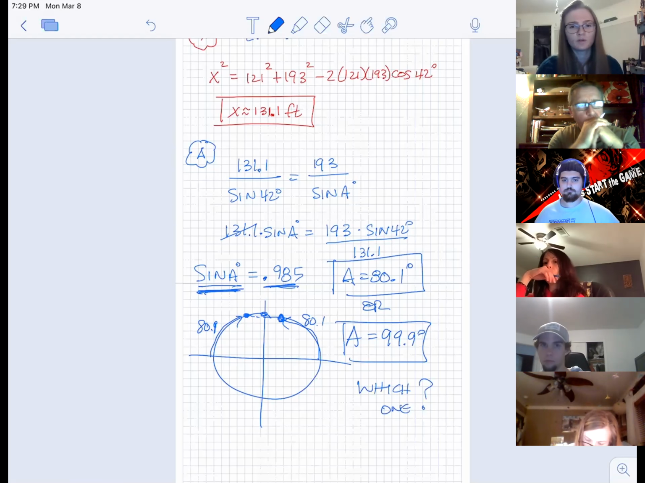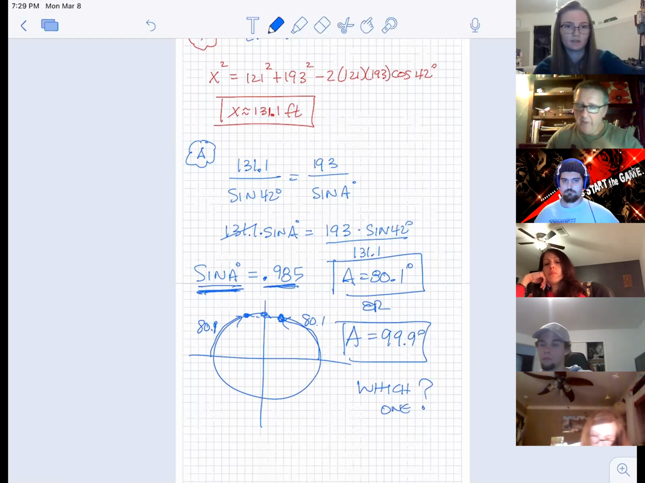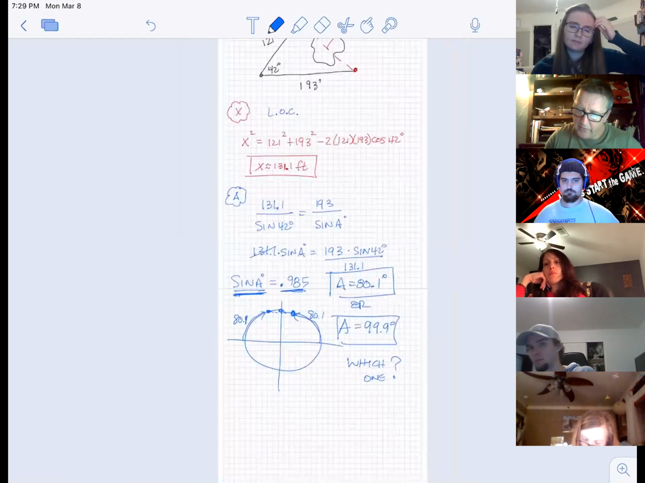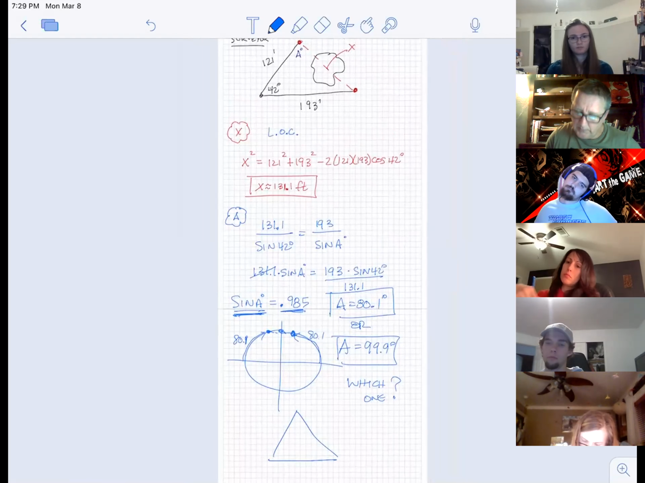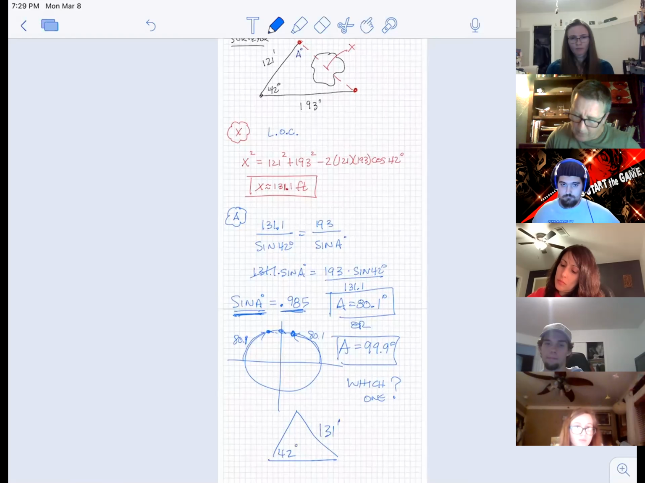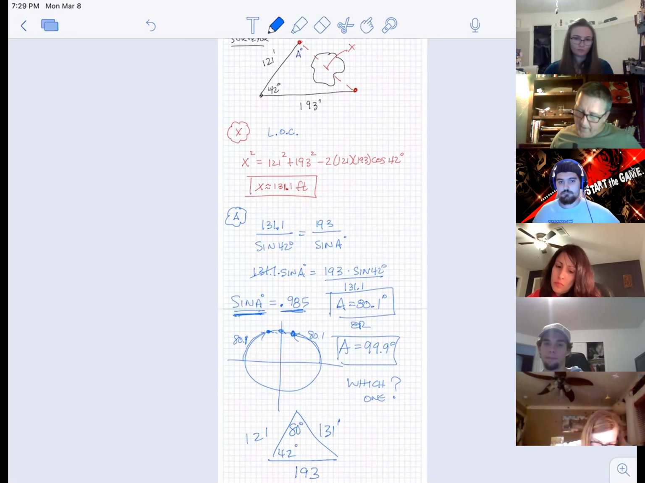Well, wouldn't you do the small angle with small side, big angle with big side? Yeah, so let's just stare at that really quickly. If it was 80.1, then this was 42, this was 131. I'm just rounding it off. This was 121 over here, and the angle, let's see, this is roughly 80 degrees up here. This side over here was 193. And if I take 180 minus 80 minus 42, I get 58 degrees over here.